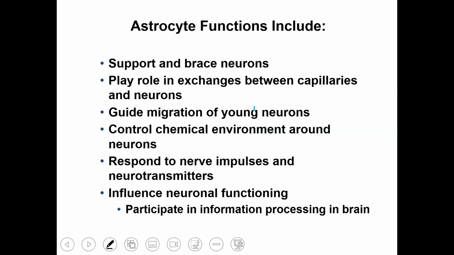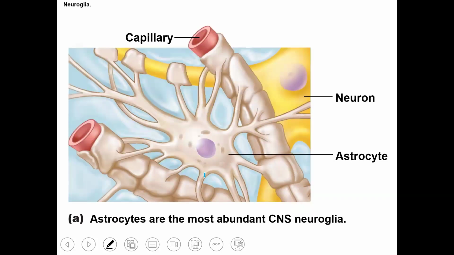So it supports and embraces, plays a role in exchange between that capillary and the neurons, guides migration of young neurons, controls the chemical environment around the neurons, and responds to nerve impulses and neurotransmitters. So this is the electricity, this is the chemistry. It influences neuronal functioning and participates in information processing in our brains. So again, hanging onto the nerve, hanging onto the blood vessel, and coordinating between the two.